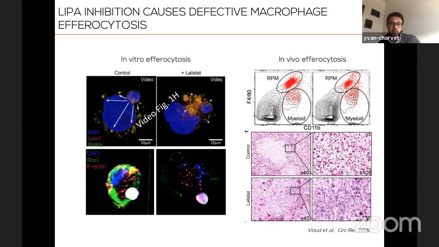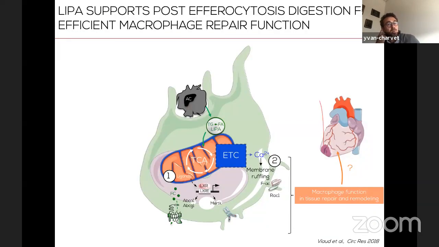So the idea is that LIPA could support post-efferocytosis digestion for efficient macrophage repair function. And that's the mechanism described in this paper from Manon. We found two main mechanisms, one changing the transcription factor LXR, so the amount of ligands that are generated by the cell. And the second one is a change in the calcium from the mitochondria, which will change the membrane ruffling. And this is a mechanism that has also been proposed by Ira Tabas to be crucial during efferocytosis.